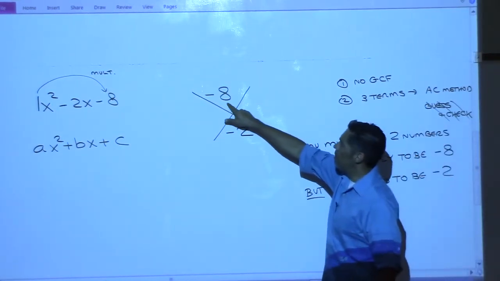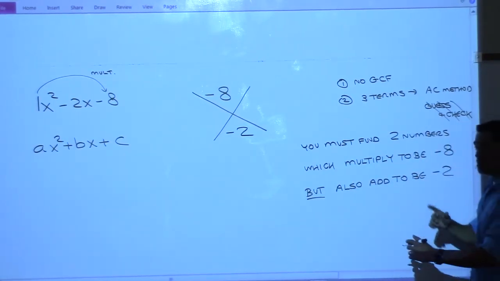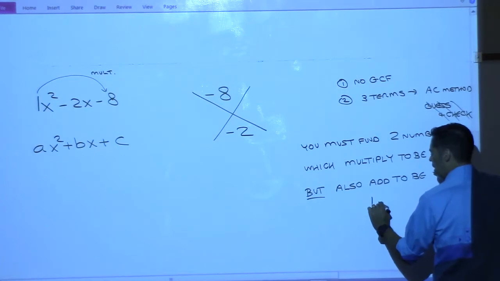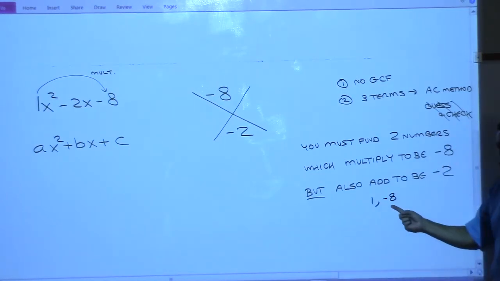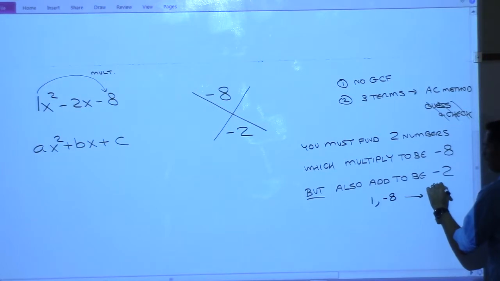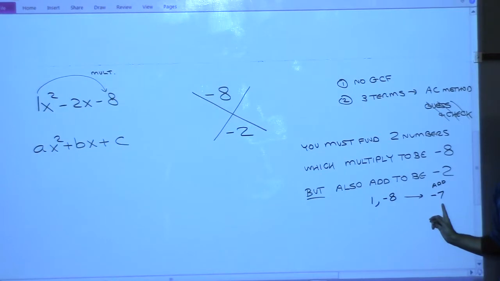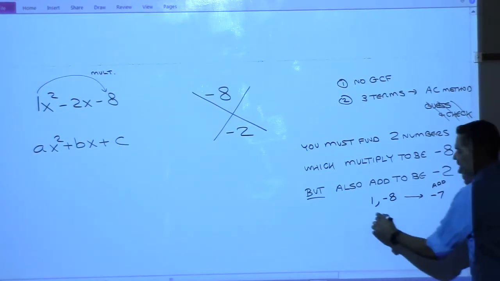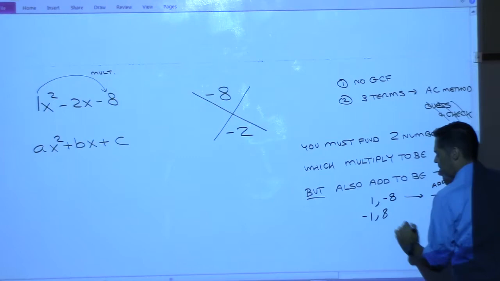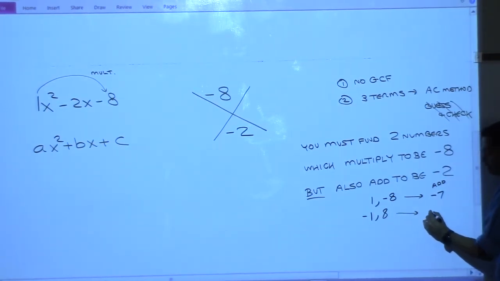I always start with this number up here, and I just start figuring out what multiplies to be -8. So I always start with 1. Would you agree that 1 and -8 multiply to be -8? Right? Okay. But what do those add up to be? -7, right? That's not going to work. Another way that I could get -8 would be to switch those, -1 and +8. That would give me -8 if I multiplied those, right? But what do those add up to be? 7. That's not going to work.